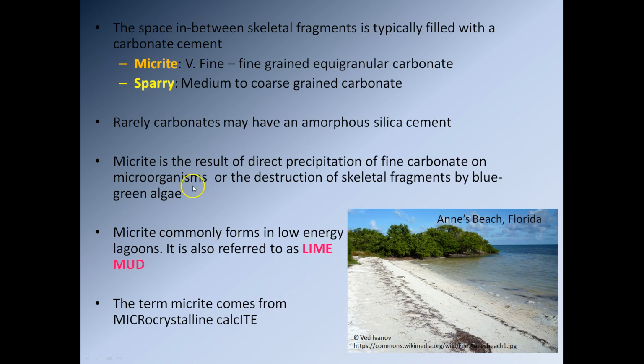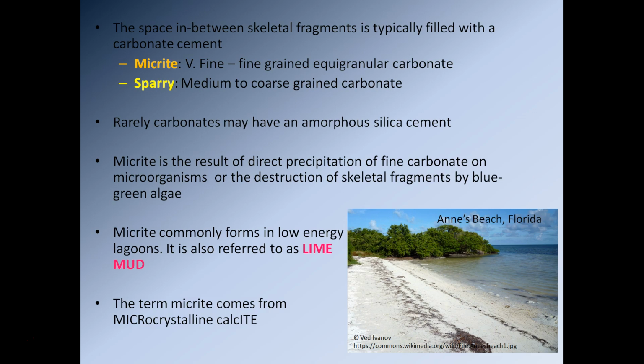There we go. So you can rarely have carbonates that are cemented by amorphous silica, but that's very, very rare. So what is micrite? Micrite forms due to the direct precipitation of carbonate onto microorganisms, or the destruction of skeletal fragments by blue-green algae. So the first way you get micrite is you have a nice warm body of water, let's say like the Florida Keys, and in that warm water you have literally billions of little photosynthesizing blue-green algae floating at the top of the ocean, doing their thing.